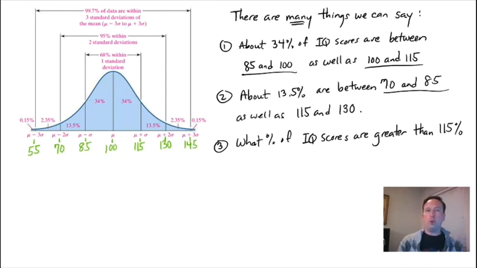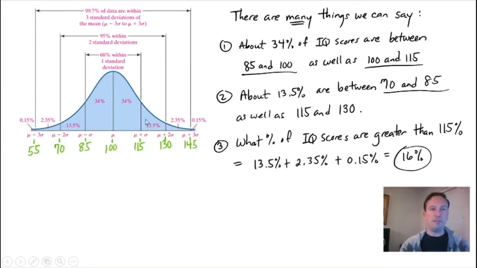So how about this question? What percent of the IQ scores are greater than 115? So here's 115. What's greater than 115? Now, if there's more than one wedge, that's okay. So what do you do when there's multiple wedges and you want to know what the total is? Add them together. Right, add them together. So in order to do that, what wedges do I add up? This wedge, and this tiny wedge over here. So there's three wedges to add together. The 13.5%, 2.35, and 0.15, which adds up to a nice 16% exactly.